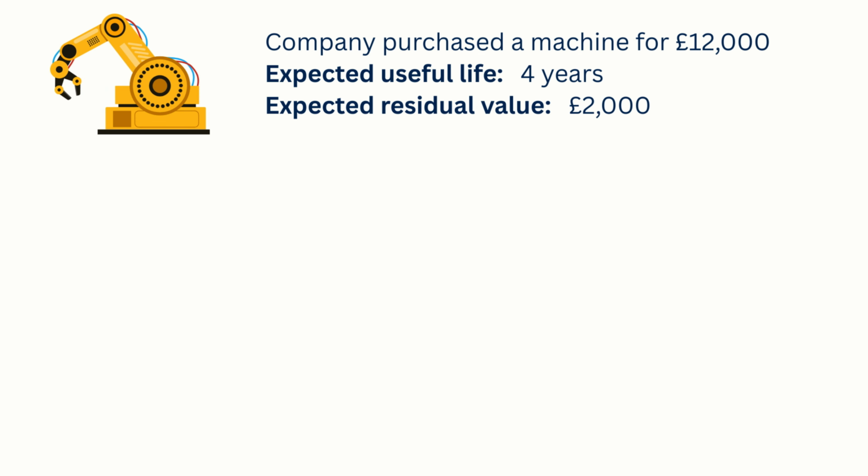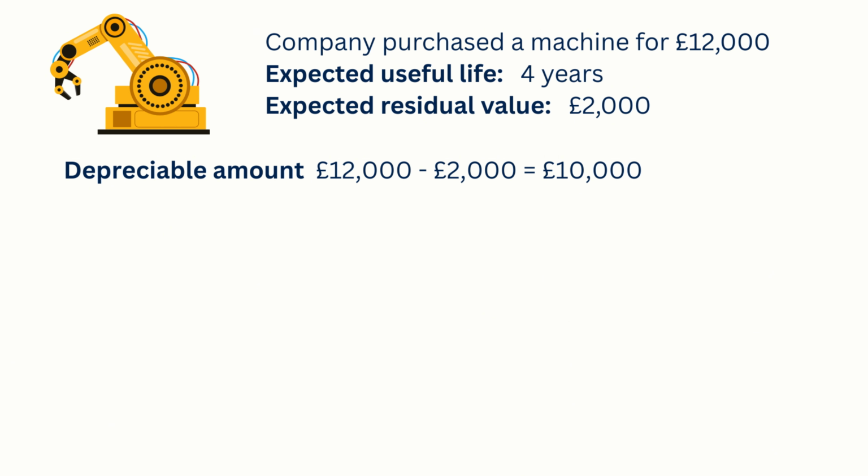A company buys a machine for £12,000. It is expected to be used for 4 years, and at the end of its life, its residual value should be £2,000. So straight away, we identify the amount that will actually be depreciated. We do not depreciate the full cost. We only depreciate the part that will be consumed over time. The depreciable amount is the cost minus the residual value. £12,000 minus £2,000 gives us £10,000. This £10,000 is the total expense that will be spread over the 4 years.